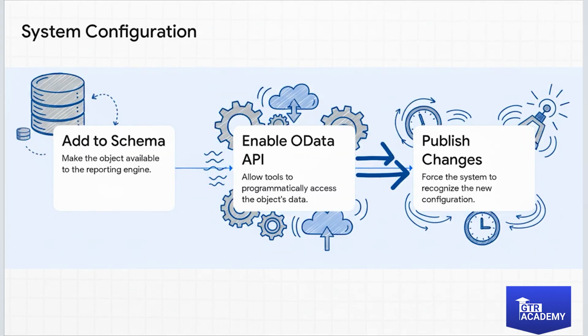So to wrap up this section, you add your object to the reporting schema, you enable OData API access for both the object and its fields, and then, and this is a great tip, you sometimes need to rebuild or publish those schema changes. That basically forces the system to stop and take a fresh look at your new setup.